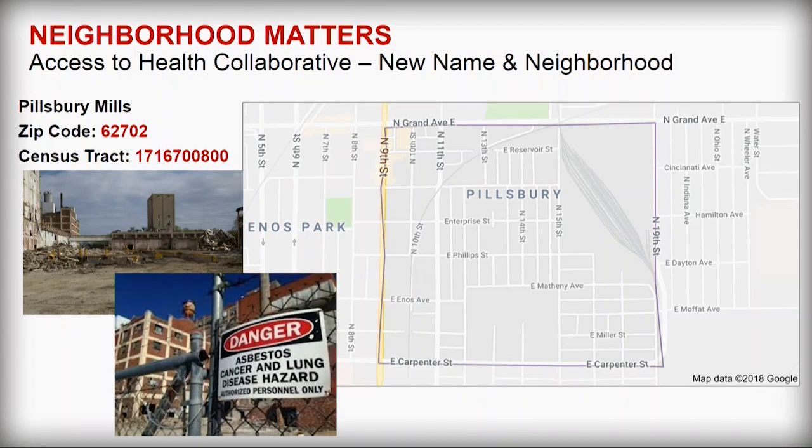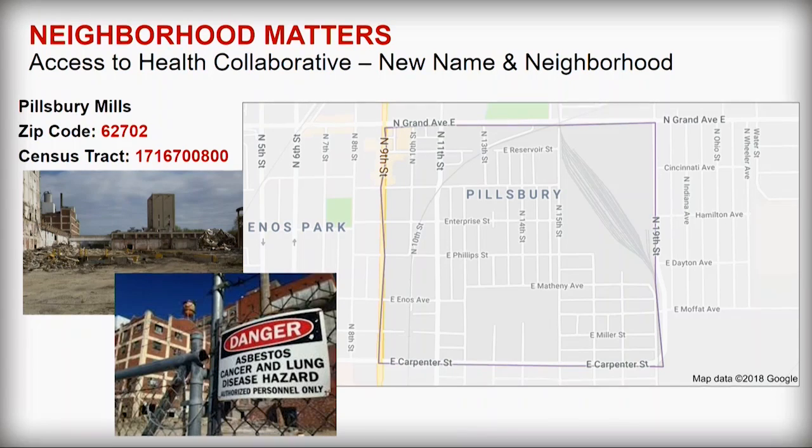62702, and then the neighborhood census tract ends with an 800, so I'll just call it 800. If you look at the map here, you can see Enos Park is just directly to the east. And if you go across 9th Street, Pillsbury Mills starts right there. Now, I will say that this census tract actually extends a little farther south and goes all the way down to Clear Lake, but that is not within the neighborhood boundary. So the census tract is slightly bigger than this neighborhood, but the neighborhood statistics hold for this census tract. The photographs over here are the old Pillsbury Mills. That's where the neighborhood got its name.